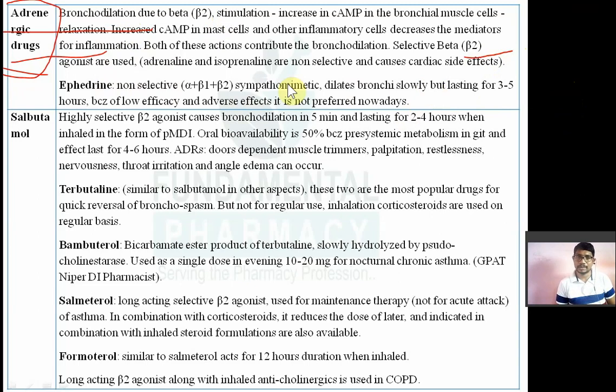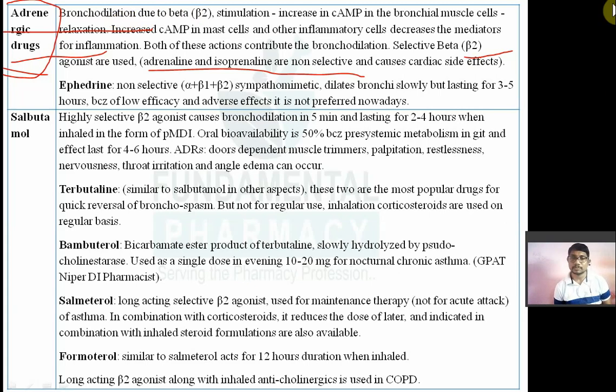For example, adrenaline is also an agonist to the beta 2 receptor, isoprenaline is also an agonist to the beta 2 receptor, but they are known as non-selective agonists, and you cannot use non-selective agonists in asthma. Because you want to stimulate the beta 2 receptor for bronchodilation, and then the heart rate increases. That should not happen. So adrenaline and isoprenaline are non-selective, and that's why they cause cardiac adverse effects. That's why they are not used.